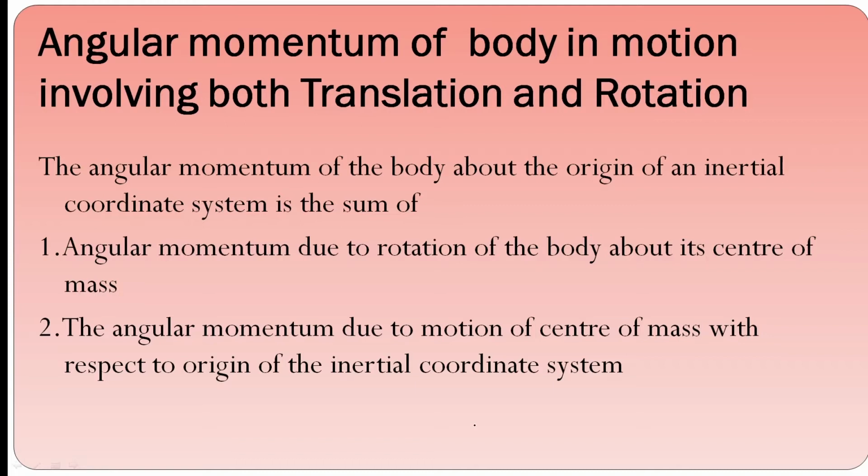Now the angular momentum also we can divide into the angular momentum due to rotation of the body about its center of mass. Imagine that the body is rotating about the center of mass and calculate its angular momentum. And second is the angular momentum due to motion of the center of mass with respect to the origin of the inertial coordinate system. Now we are choosing a coordinate system. You calculate the angular momentum of the center of mass with respect to the origin of the inertial coordinate system. This we will prove first. So let us look at what it means. You just have a look.